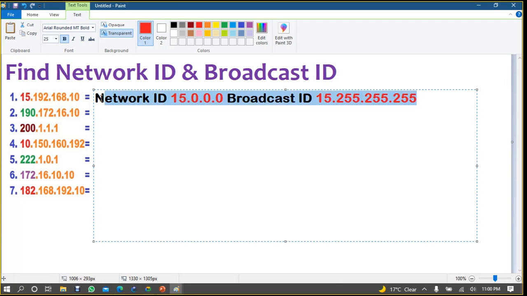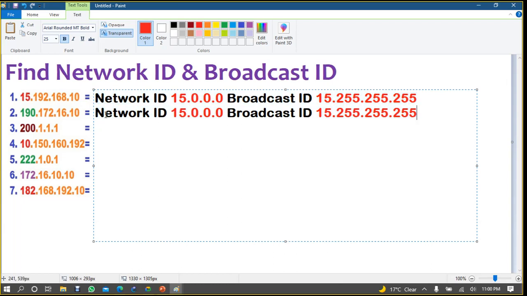Now again, same here, if someone gives you the IP address 190.172.16, 190 is the network part, no changes. 172 is the network part in class B, no changes, but the host will be 0.0. Same here, 192.172, no changes. The host part will be 255 when we calculate the broadcast ID.